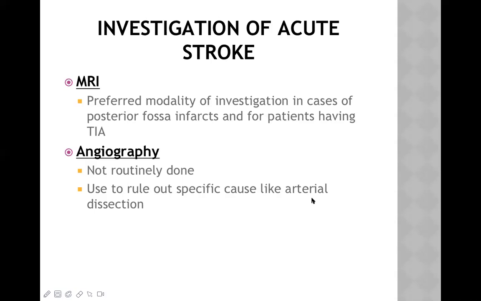Regarding another type of investigation, angiography can be done, but this is not routinely done in the clinical practice because it takes time. It is considered a relatively advanced type of investigation, and it is used to rule out specific causes like arterial dissection, which is a rare cause of stroke. Arterial dissection mainly occurs because of trauma and connective tissue disorder once again. So angiography can be done.